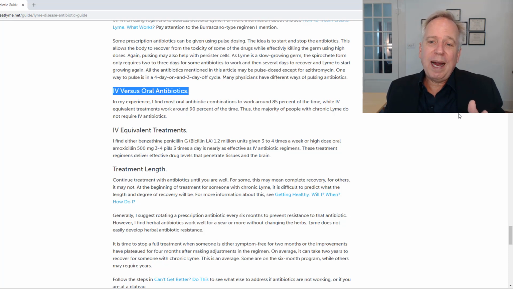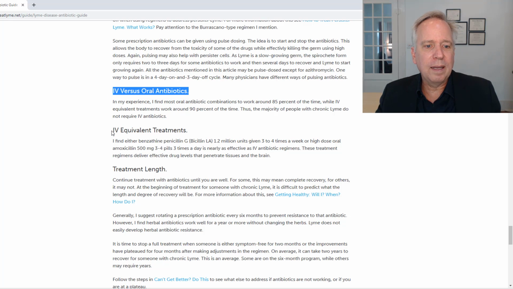So usually in terms of IV, unless somebody had severe neurologic Lyme, if it was in the beginning of treatment, I often would start with using just oral antibiotics to begin with. And if we were not making enough headway, say 6 to 9 months down the road, I might consider doing IV antibiotics just because there's so many risks involved with them. Okay? All right.